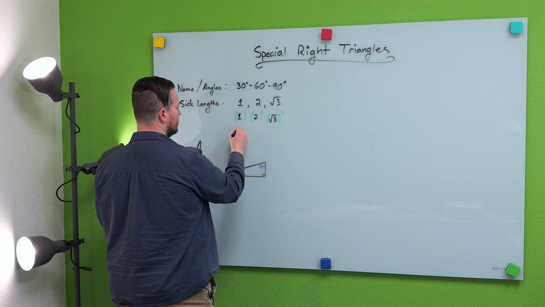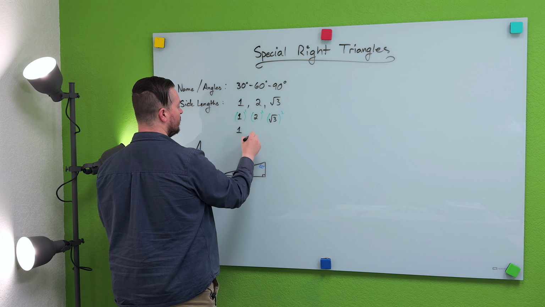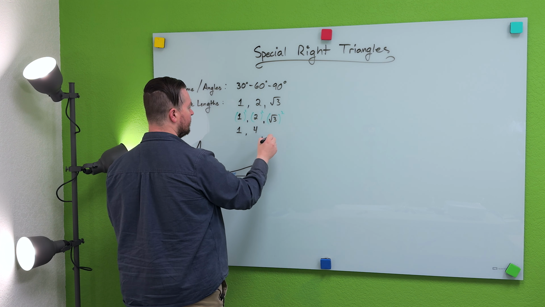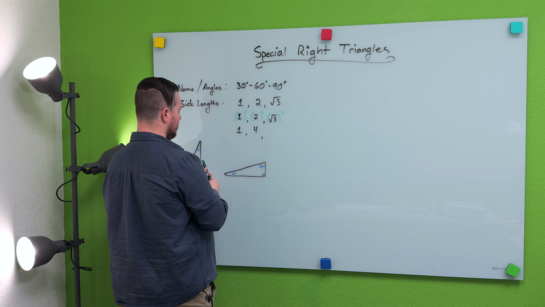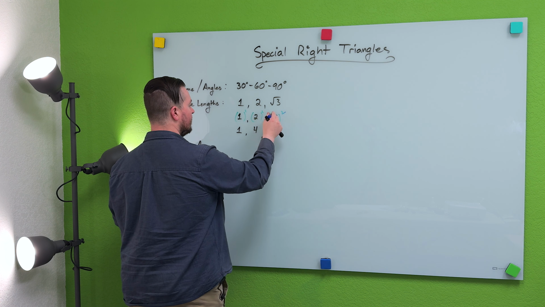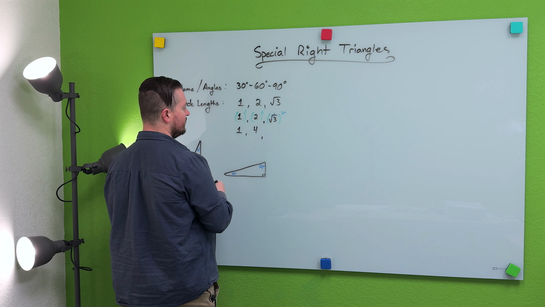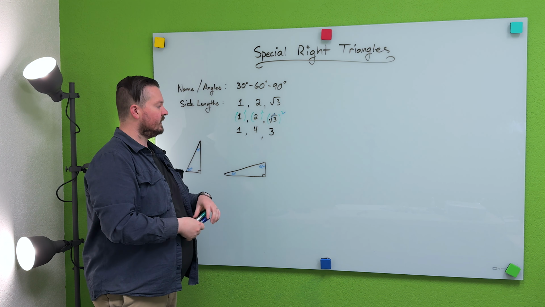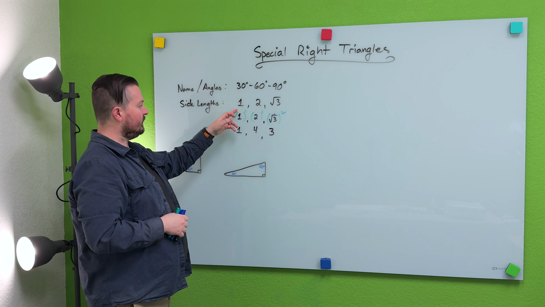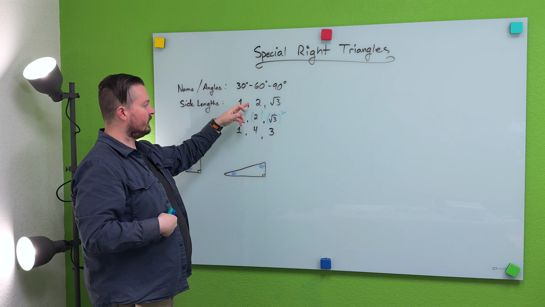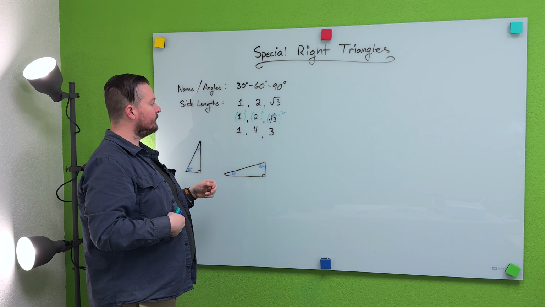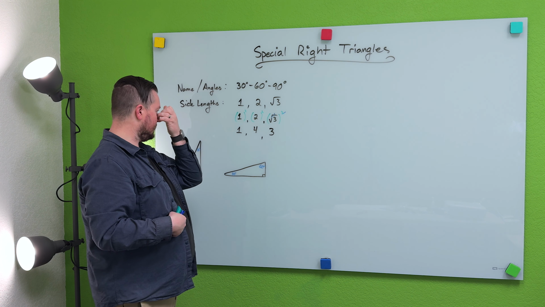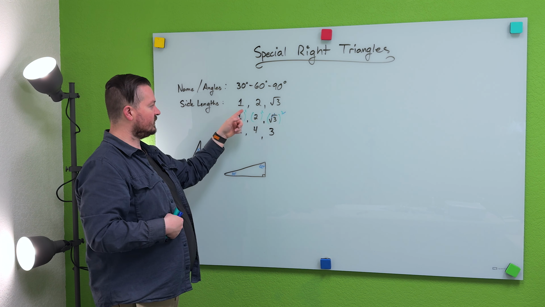Well, 1 squared is just 1. 2 squared is just 4. And square root of 3 squared, what's nice here is that the square and the square root cancel, and we are just left with the number 3. So now I hope it's more obvious. Between the sides 1, 2, and square root of 3, the largest side is actually 2, or the largest number is 2. And we can see that when we square each of these.